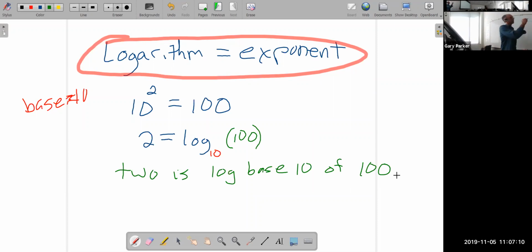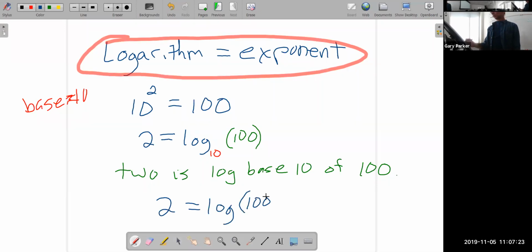Now, often log base 10 comes up all the time because our numbers are based on 10. So usually you'll see that written without the 10. So here's another way to write it. 2 equals log 100. So if there's no base written down by the log, you just say, oh, it's got to be 10.